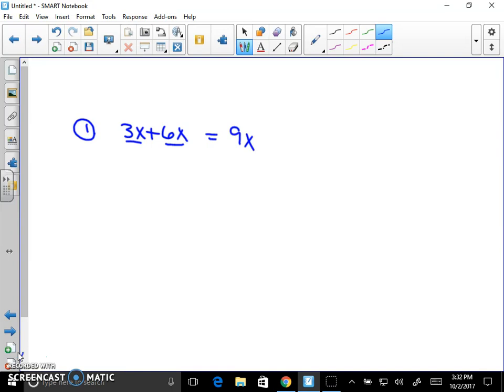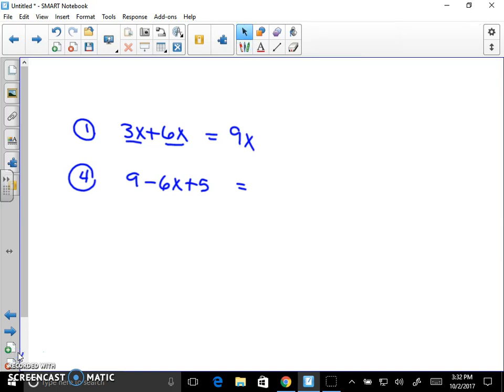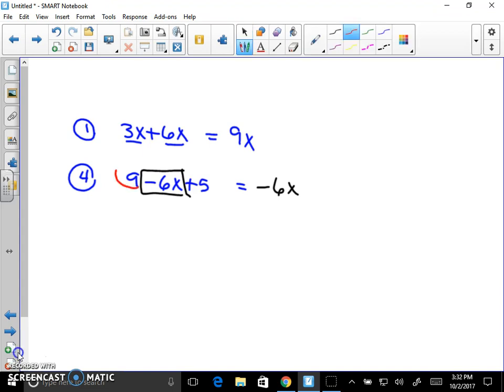Okay, let's try number 4. I'm going to go down the left-hand column. We have 9 minus 6x plus 5. Okay, but take the one with the variable first. So now we have a negative 6x, and I don't see any other like terms. So I have negative 6x, and then we have a positive 9 plus 5 gives us 14.